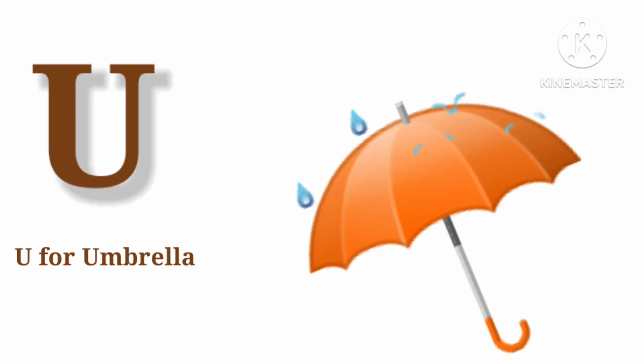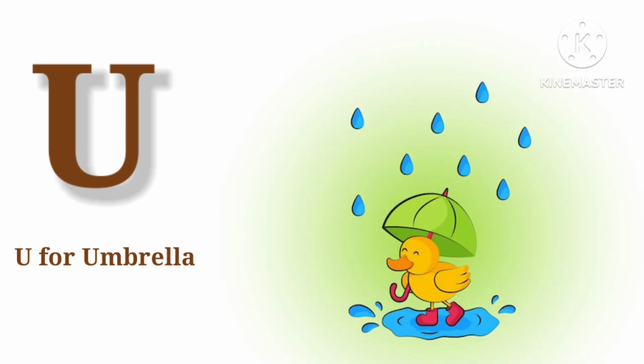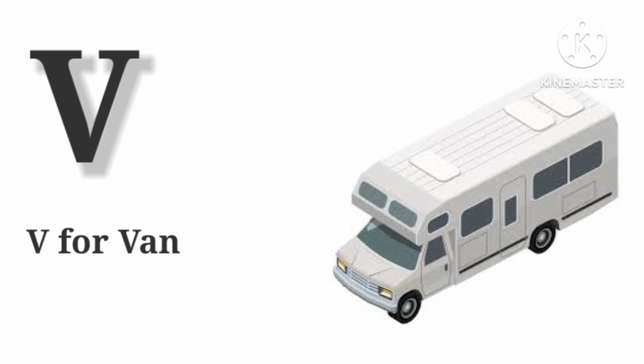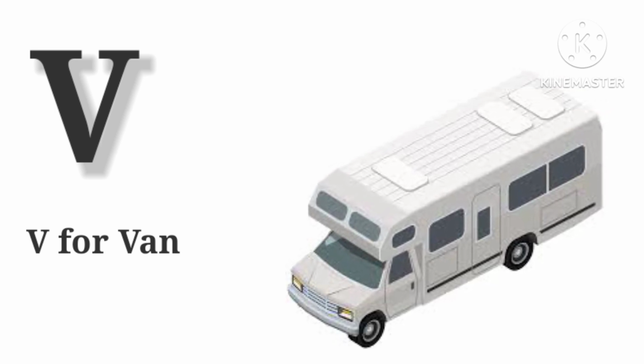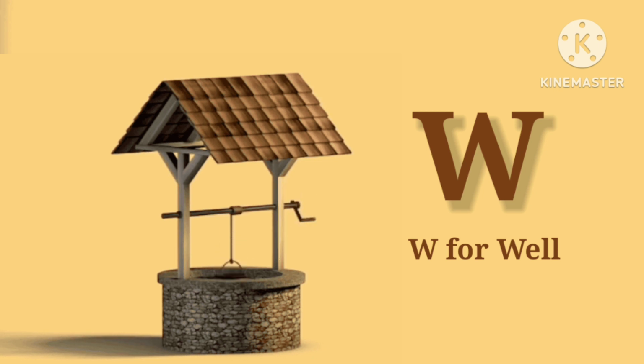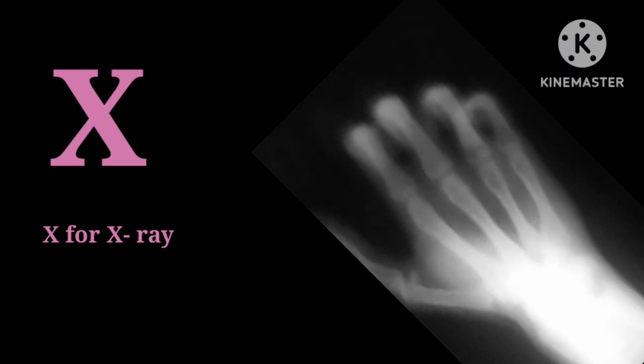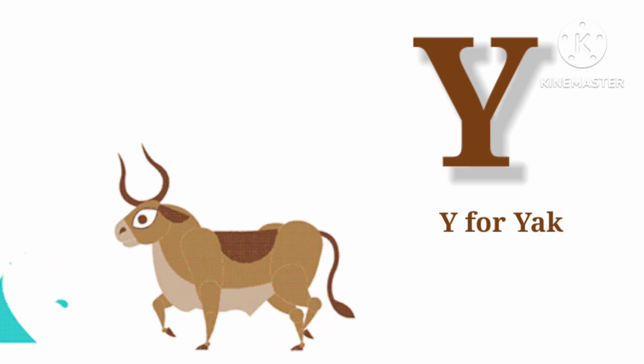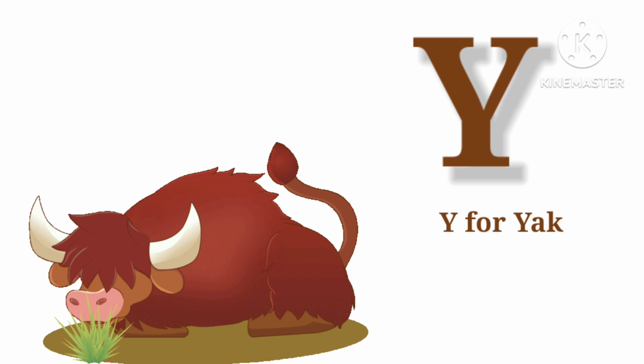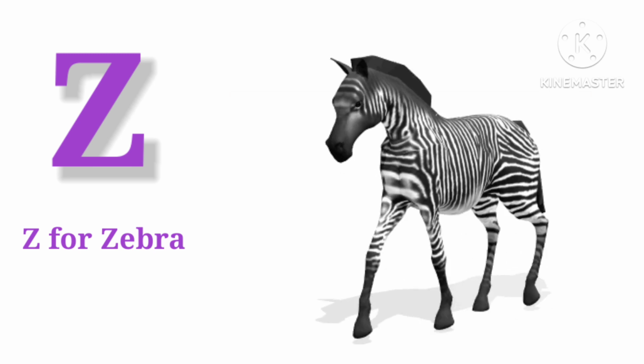U for umbrella. V for van. W for well. X for X-ray. Y for yak. Z for zebra.